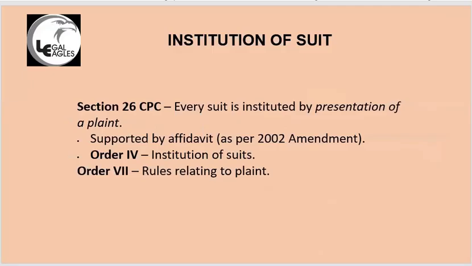Section 26 of CPC talks about institution of suits. Okay, whenever you are filing any suit, it should be supported by an affidavit. So if you are filing a suit, you should give an affidavit along with the suit. Okay. So rules relating to the plaint are in order 7. Institution of suits is discussed in order 4. Okay. You can see that order 4, institution of suits are there. Order 7 is rules relating to how the plaint is to be filed.